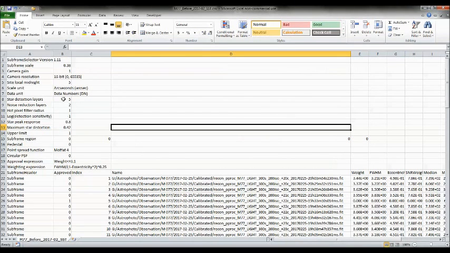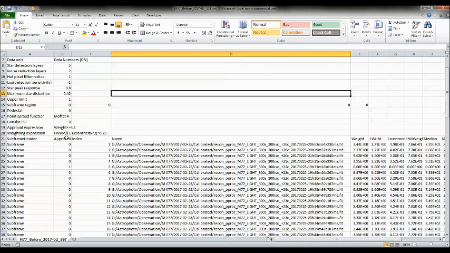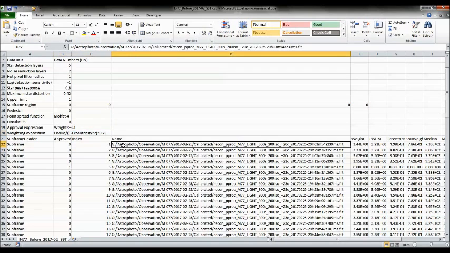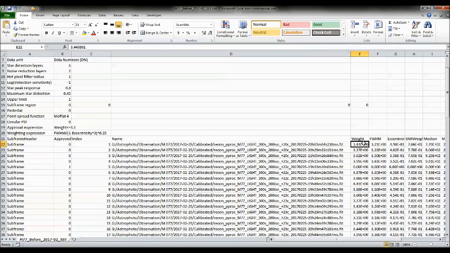Here is the file from the subframe selector script. Notice that right here is the weighting expression. This expression right here is the expression for the maximum full width half maximum. And again, that's discussed in another video, so I won't go through it here. This is the file name with the full path, and over here is the weight. In other words, this is the value calculated using this formula. This is the maximum full width half maximum.